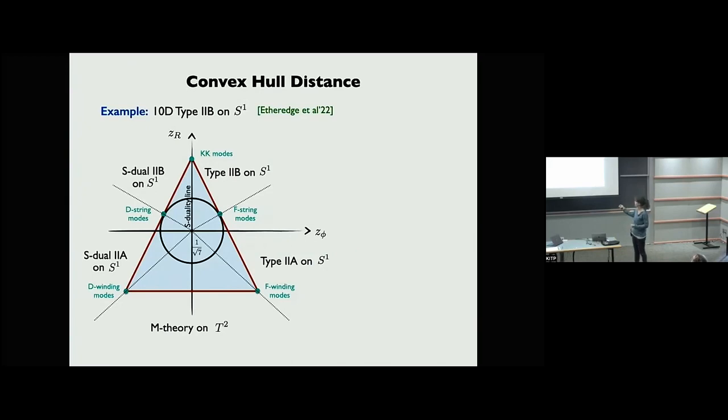At large radius and small coupling, we have type 2B on the circle. Then we get a T-dual description when the radius becomes small, which is type 2A. When we become strongly coupled, we get M-theory on a torus. And at each of these interfaces, we get some tower of states that becomes light: either the Kaluza-Klein modes, the string modes of the fundamental string, the winding modes that are T-dual to the KK modes, and this dual version.